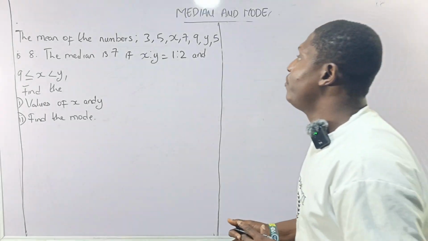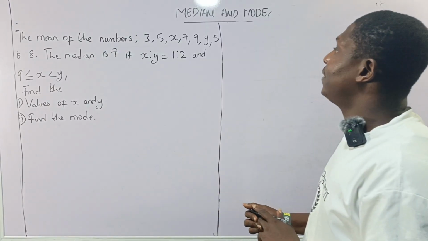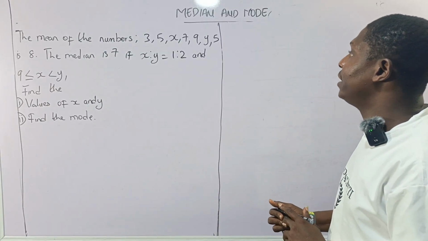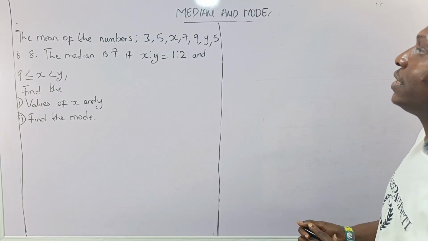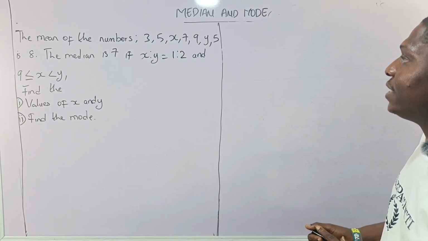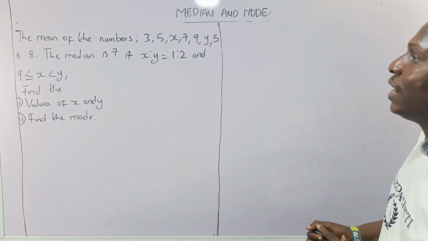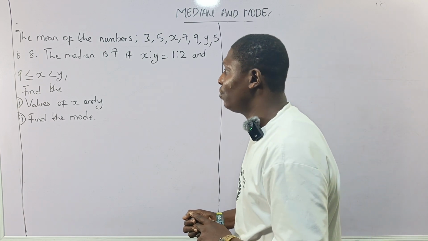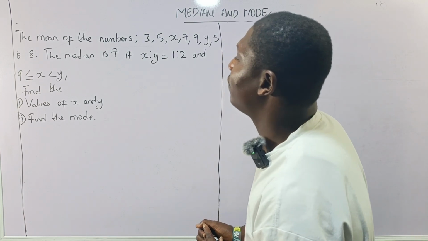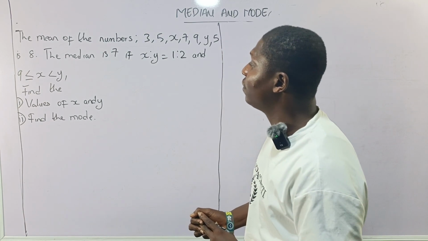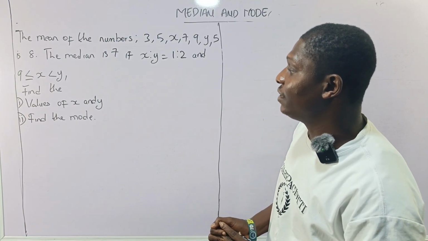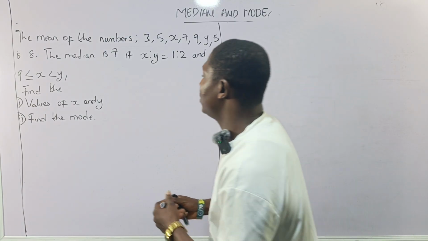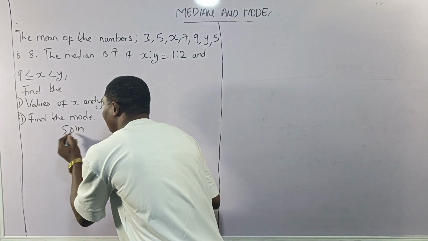The mean of the numbers 3, 5, x, 7, 9, y, 5 is 8. The median is 7. If x raised to y is equal to 1 raised to 2, and 9 is less than or equal to x less than y, find (i) the values of x and y, (ii) the mode. So let's try. Solution.